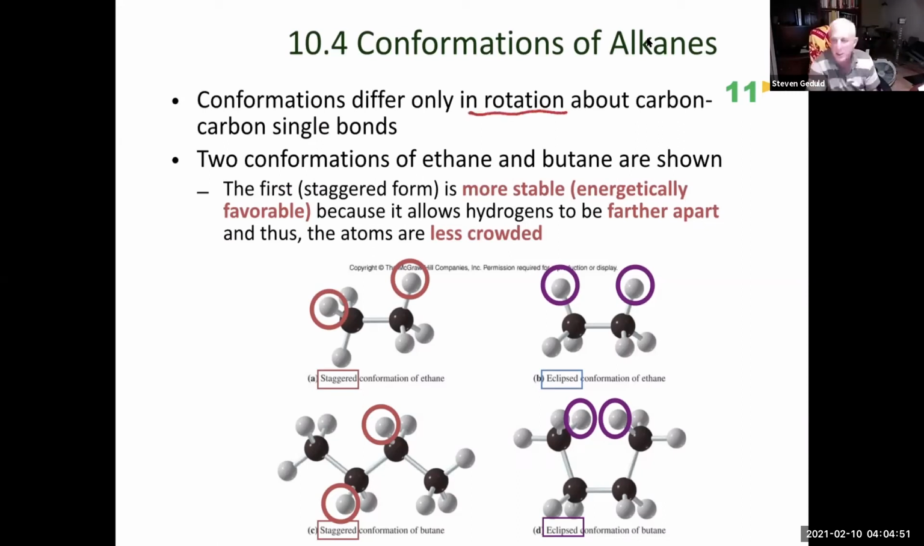They're allowed to rotate because they're not locked in space like a ring structure. So there's no such thing as a cis-trans isomer for a linear alkane, because they can rotate in three-dimensional space and they can't get locked in.